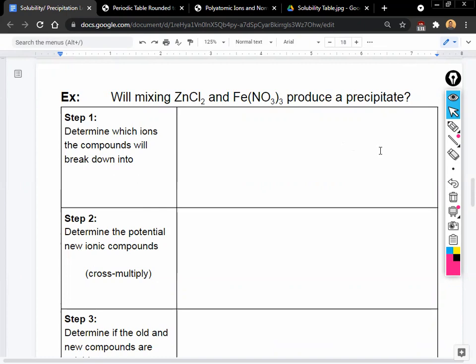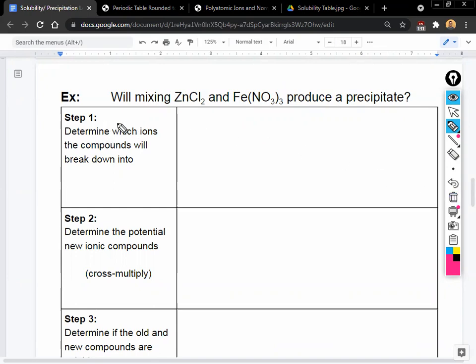So if you guys need a review, you can just solve the problem out with me, okay? All right, so a typical problem that you'll see is this. You're going to be mixing one ionic compound with another ionic compound, okay? And you need to figure out, is it going to form a precipitate? So let's go through this step by step.